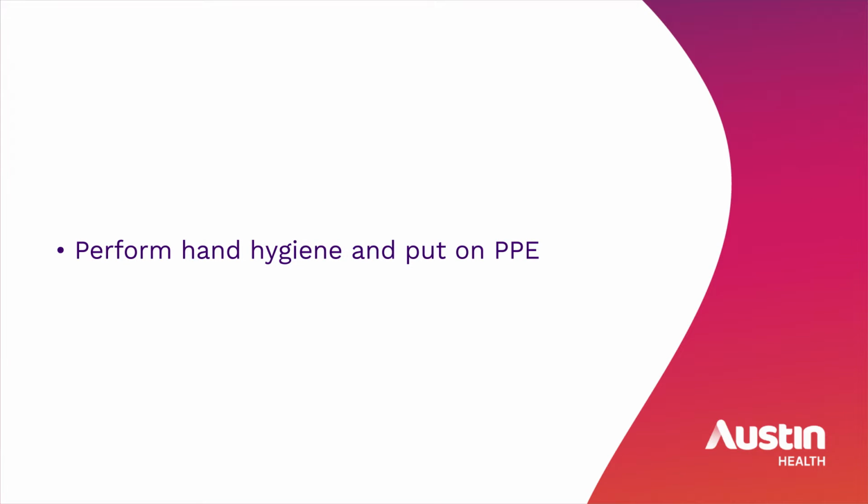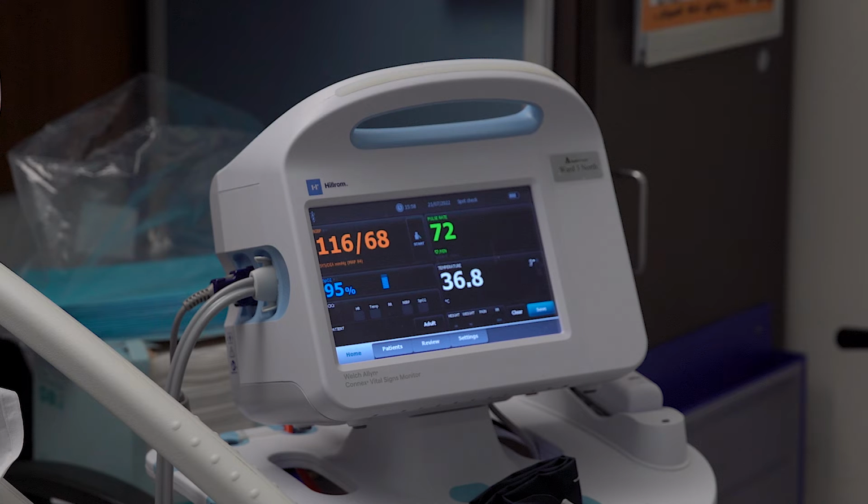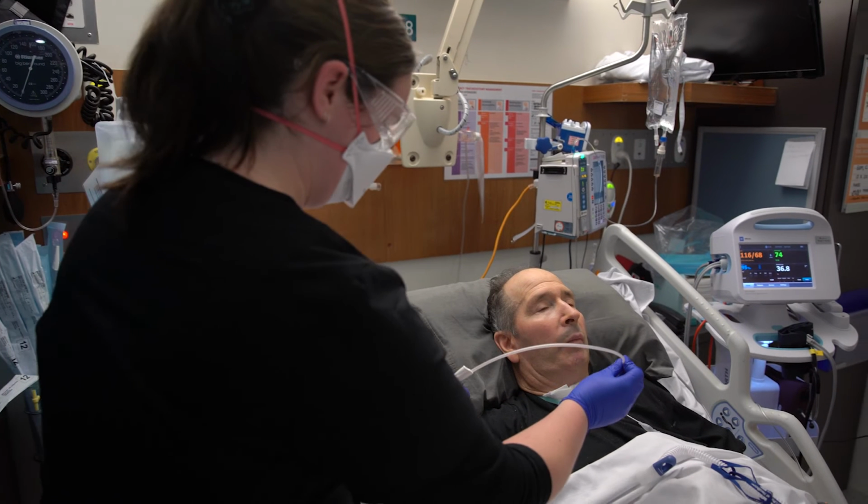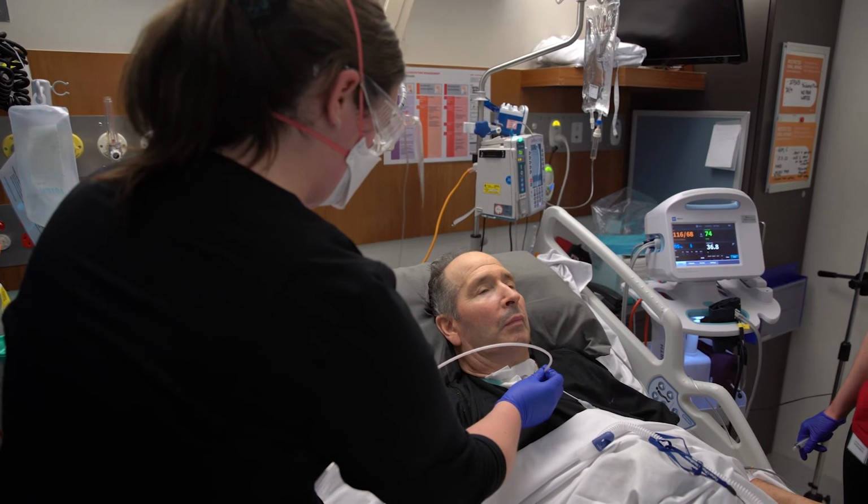Perform hand hygiene and put on PPE. Note the patient's baseline observations: heart rate, breathing pattern, respiratory rate, and SpO2. If a suction aid tracheostomy is in situ, use a syringe to aspirate the suction aid line to clear subglottic secretions. Suction via the tracheostomy.